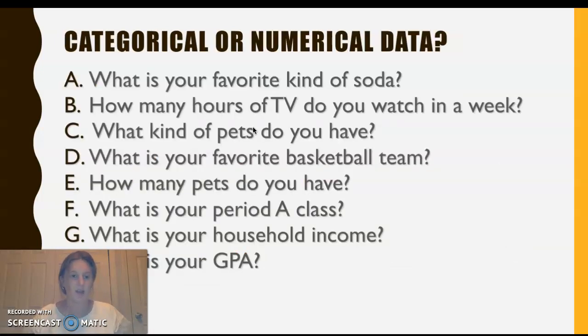Here's a good time to pause. I have some examples here. We're deciding if it's categorical or numerical. So pause, go through these examples A through H, and then when you come back, we'll go through the answers together. All right.